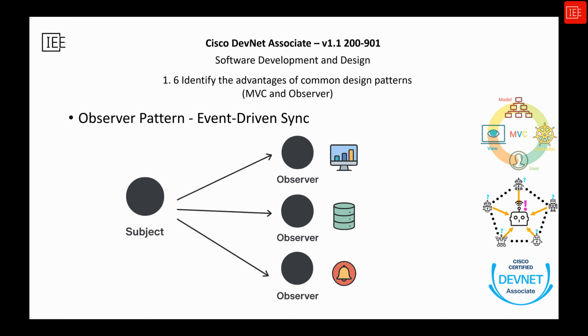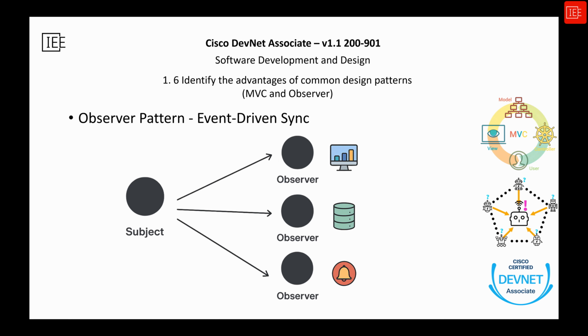Okay, so the real strength of the observer pattern is that it decouples the subject from the observers. The subject doesn't really care who the observers are, or how they use the information, or even how many of them exist. Its only job is to push updates. Similarly, observers don't care about the internal logic of the subject, they only care about receiving notifications and acting on them. So this decoupling has some huge advantages.